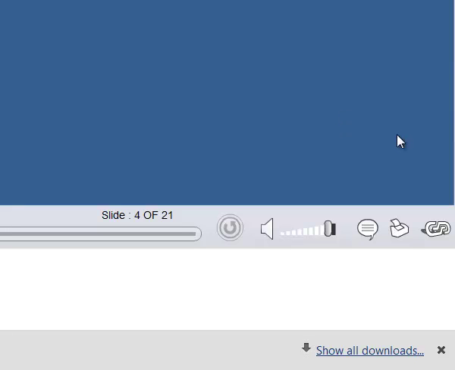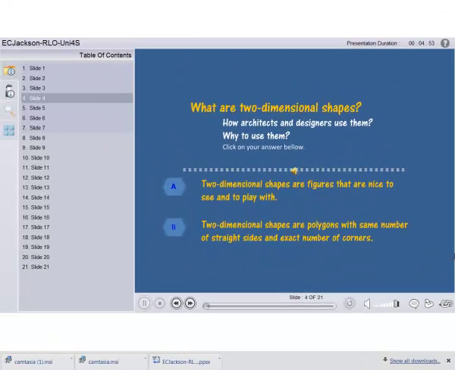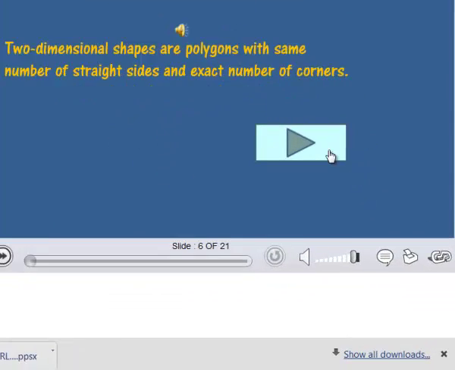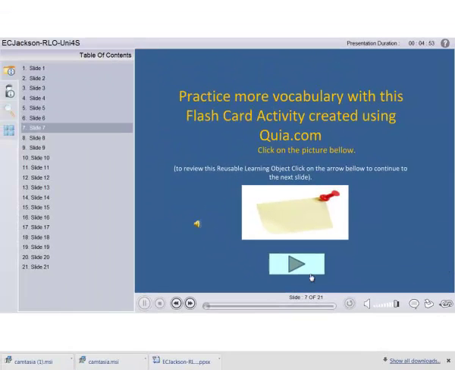Now, what are two-dimensional shapes? A. Two-dimensional shapes are figures that are nice to see and play with. Or B, two-dimensional shapes are polygons with the same number of straight sides and exact number of corners. Click on your answer below. Correct. Click on the arrow below to continue. Practice more vocabulary with this flashcard activity created using Kuya.com. When you are done, click on the arrow below to continue.